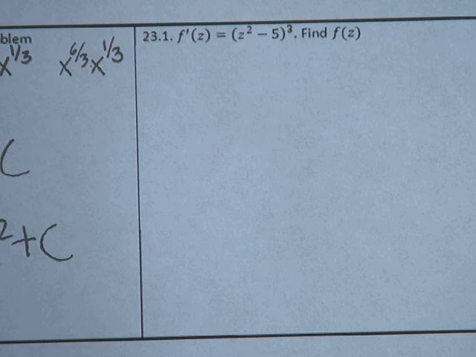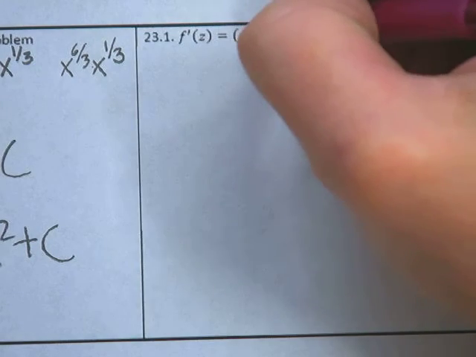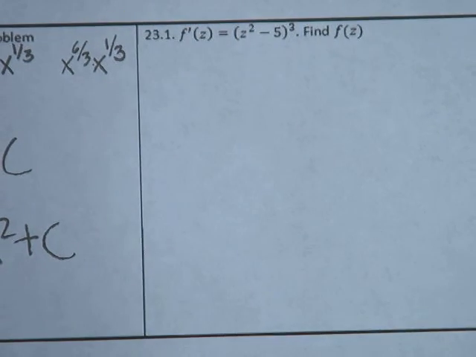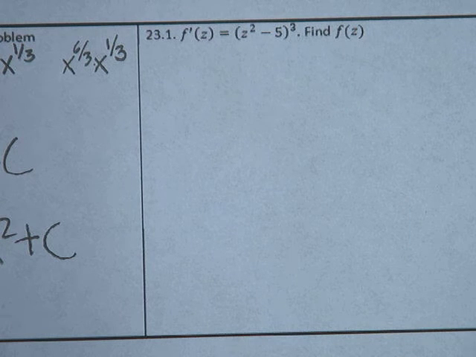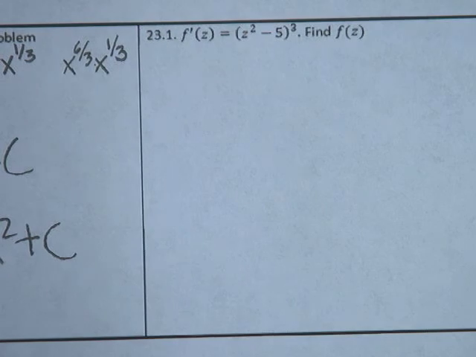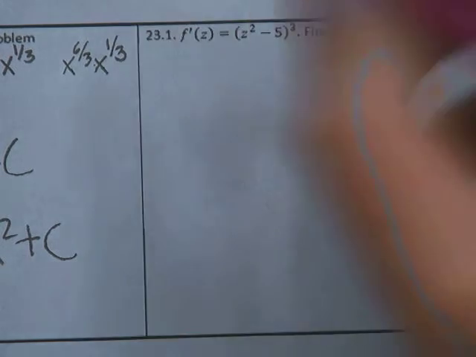No chain rule. We have to expand this. We have no other choice. There's not a way to deal with this reasonably. If you try to use the chain rule and get z squared minus 5 to the 4th and then divide by 2z, you can't do that. It's bad. So we have to expand this. We can only use power rule type stuff when we do integrals. So I'm going to expand it right now.